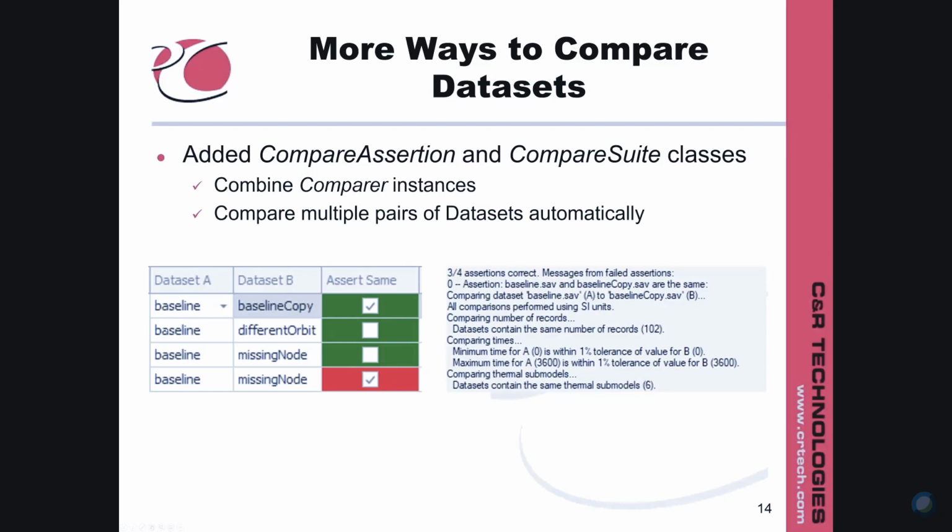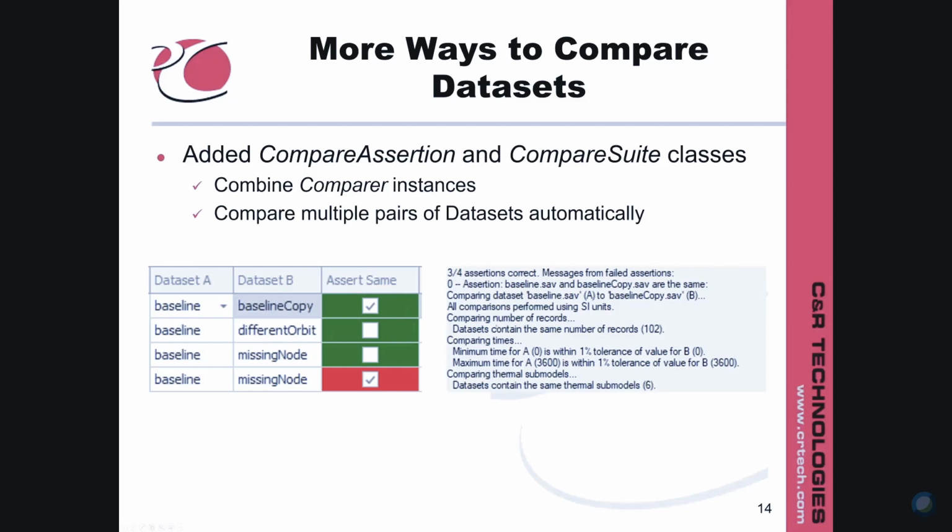So it's sort of graphically presented here. Each row represents one compare assertion. So I'm taking some baseline data set, I'm comparing to a copy of it, and I'm asserting, yeah, that's the same. And I'm taking a baseline data set and I'm comparing to one that was using a different orbit, and I'm asserting that they shouldn't be the same, etc.